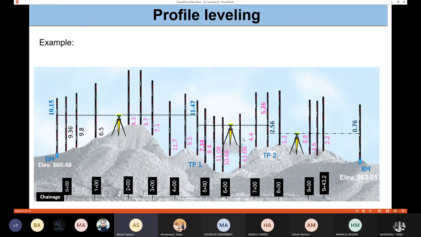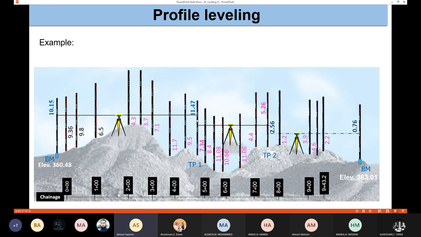So here we have an example. Here we started, here we have a benchmark. The road started here with 0 + 0. The last point is here. But again, I need to start with a benchmark and finish with a benchmark so that I can evaluate my errors. Again, here the device has been located here. Here's a start point, which means that this value is going to be a backsight, this one an intermediate sight, and so on up to that point.